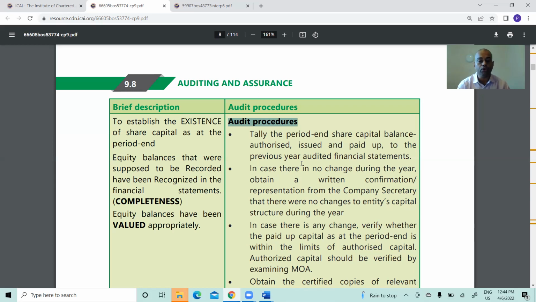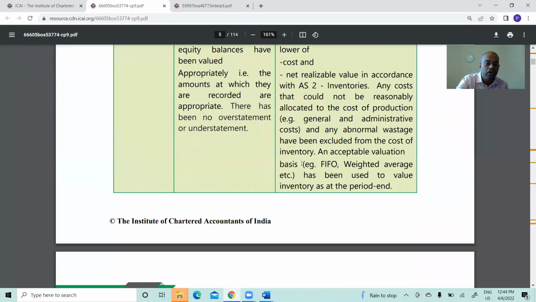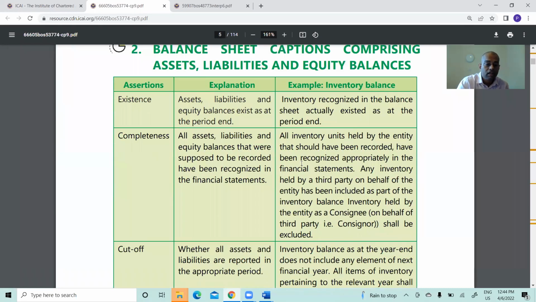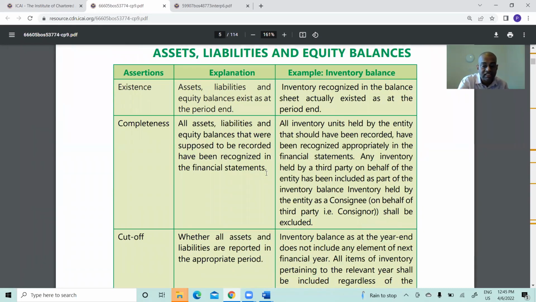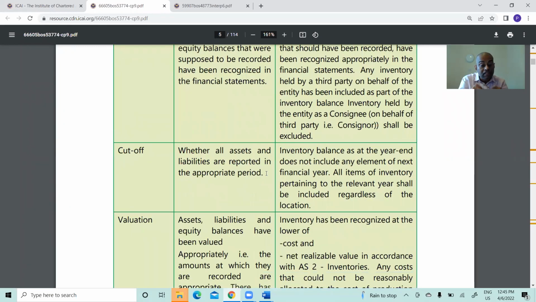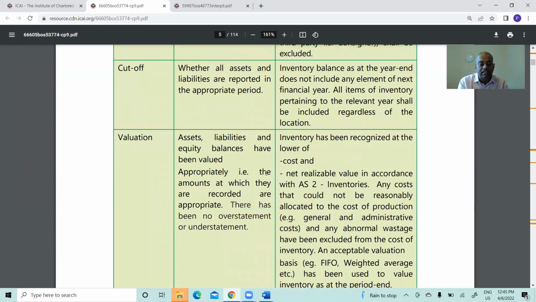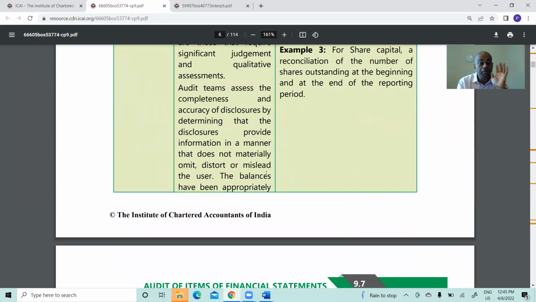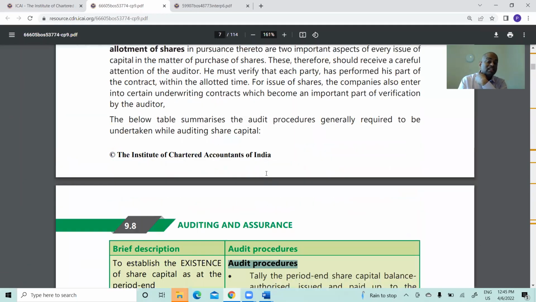So again, I'm telling you, if you are writing about share capital, first you write one para on share capital. Then your mind should go to the tables given in the ICAI study material. Share capital means the second table, balance sheet. In that, what all are there? Completeness, existence, cutoff, valuation. The same will be discussed in the answer. So this is your pro forma answer. All others are your actual answers.